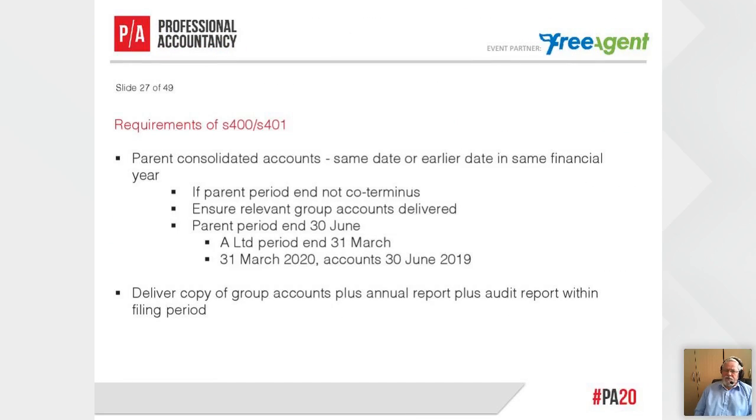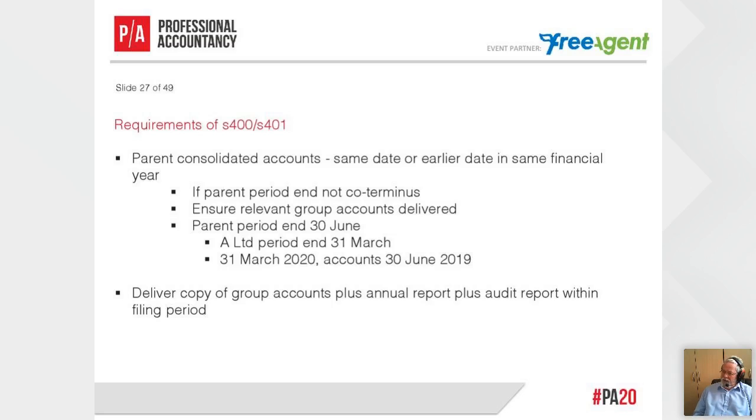So what are the requirements of these two sections? Well, the entity has to be included in the parent's consolidated accounts for the same date or an earlier date in the same financial year. So be very careful here if the parent period end is not coterminous with, in this particular instance, company A. We have to make sure that, first of all, we've been consolidated into the correct set of financial statements, which can be an issue if you like, in this scenario, company A is a new member of the group.